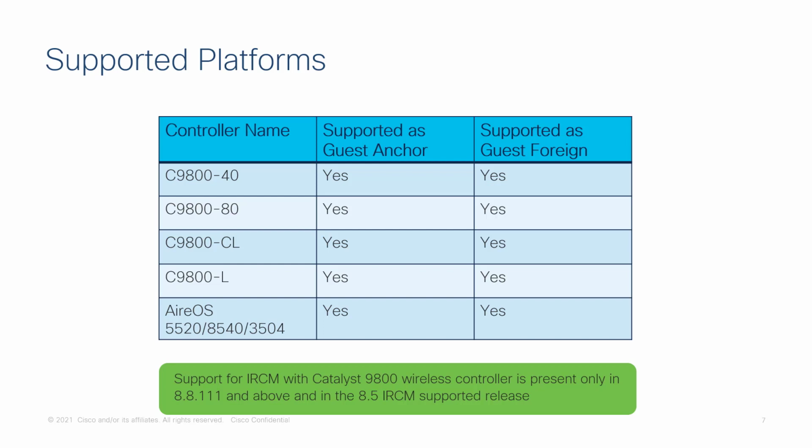The following cases include the mixed AireOS and IOS XE environment. Cisco Catalyst 9800 wireless controller uses CAPWAP-based tunnels for mobility, whereas the AireOS uses EoIP tunnels for mobility. Support for the CAPWAP-based encrypted mobility in the AireOS controllers was brought in 8.5. However, the support for the IRCM with Catalyst 9800 wireless controller is present only in 8.8.01 and above and in the 8.5 IRCM supported release. Hence, we have the AireOS controllers supporting the capability of a guest anchor or a guest foreign.